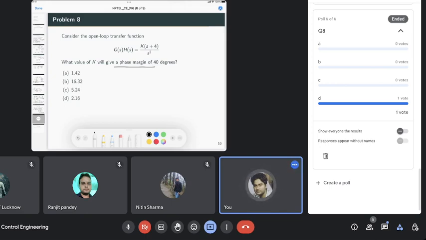That means when the gain is 1, or in decibels it is 0 dB, then what is the phase angle of the system? If it is less than minus 180 degrees, how much angle lag can you still give till it reaches the instability region, that is minus 180 degrees? So a phase margin of 40 degrees means what should be the phase of that system at this gain crossover frequency?